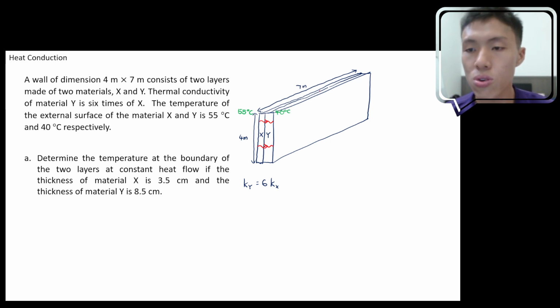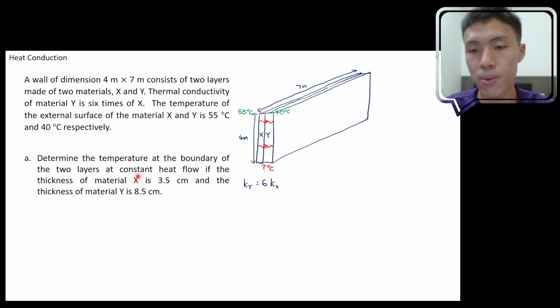Okay, so now determine the temperature at the boundary of the 2 layers. So where is the border in between X and Y? That is the place where we want to determine the temperature. So what is the temperature over here? At constant heat flow, the heat flow across X and Y should be the same. Rate of heat flow is dQ/dt. So they should have constant rate of heat flow. dQ/dt should be constant for X and Y. So you should expect dQ/dt of X to be equal to dQ/dt of Y.